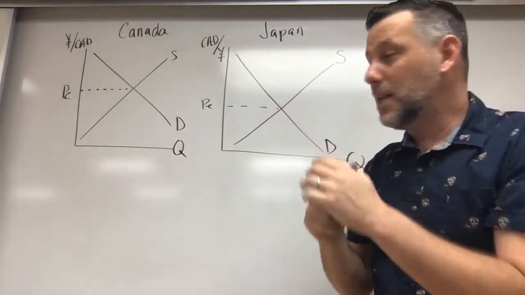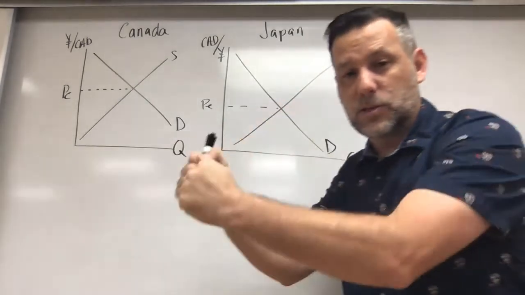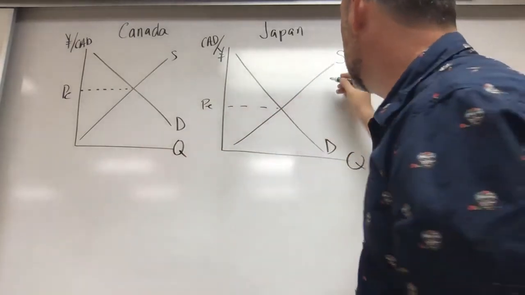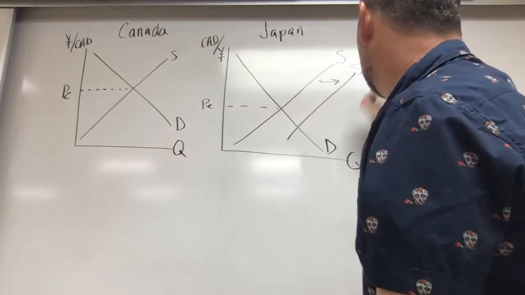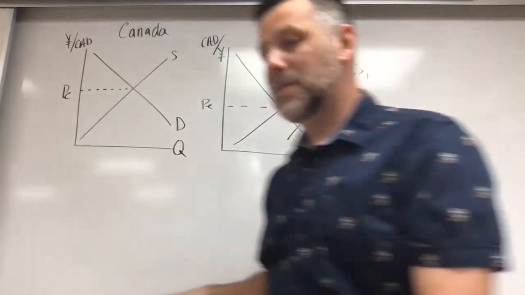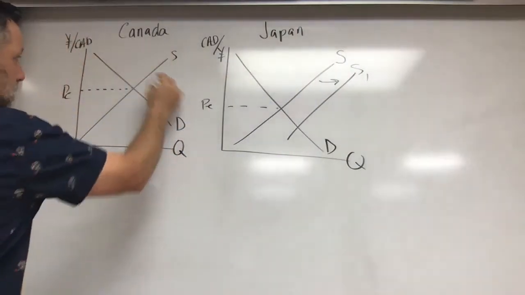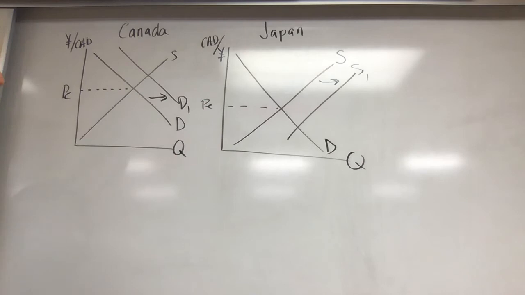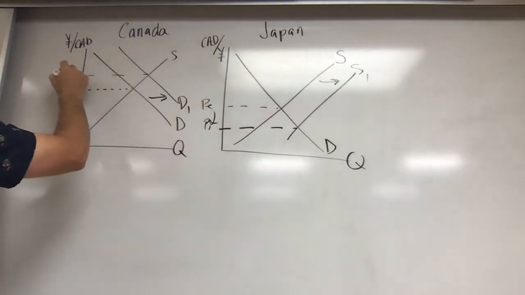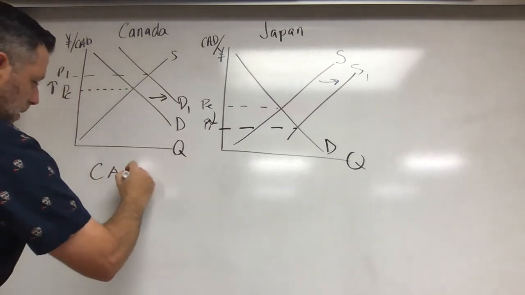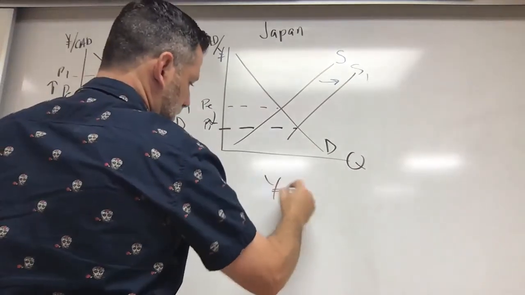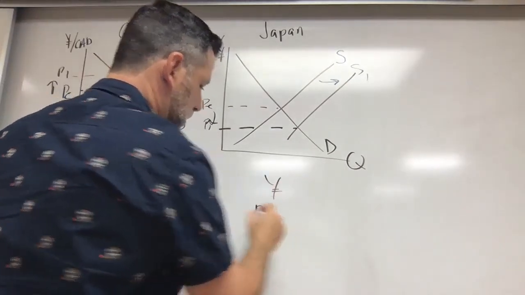So they're going to be taking their Japanese yen into FOREX. So from the FOREX point of view, the supply of yen is going to increase. And why is it increasing? Because they want Canadian dollars. So the demand for Canadian dollars goes up. And then we find our new equilibriums. Canadian dollars appreciate and yen are depreciating.